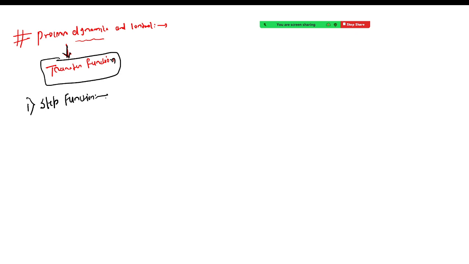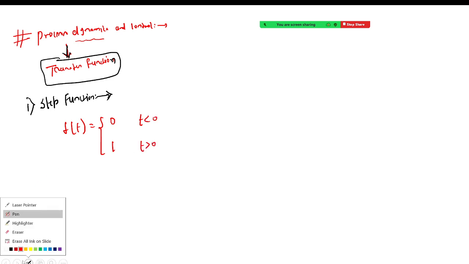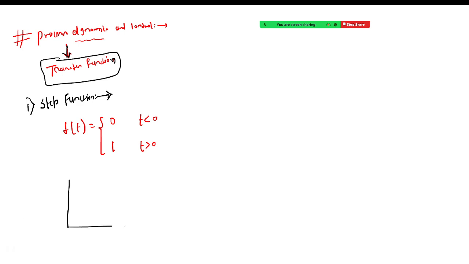I hope you have remembered the formulas of all these transfer functions. So when we talk about a step function, how can we define the step function? Just try to understand. It is defined as f(t) equals 0 when t is less than 0, and 1 when t is greater than 0, right? This is a step function. So the graph will look like this. On the x-axis there will be time, and let's say here this is t equals 0. Before t equals 0, the function will be 0, and at t greater than 0, the magnitude of the function is equal to 1. So this will signify the step function.